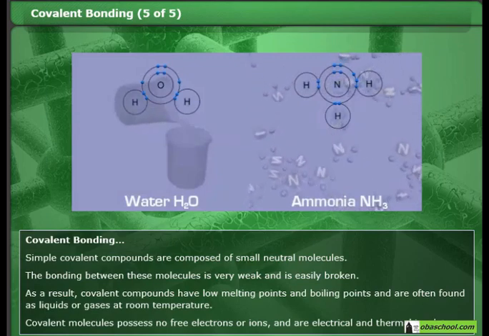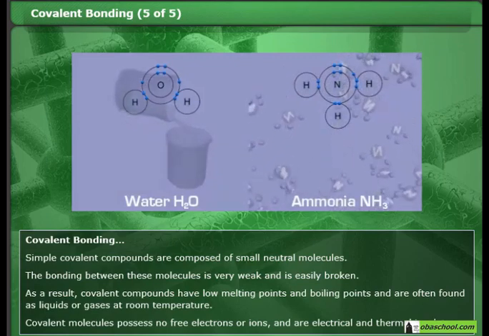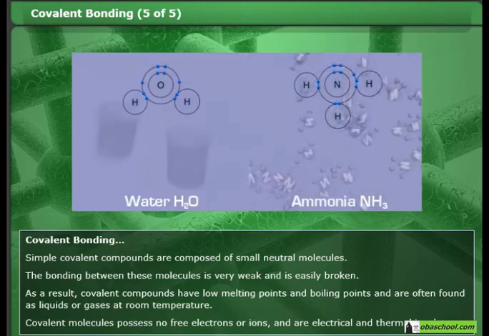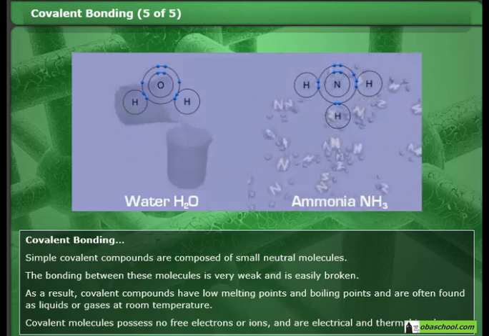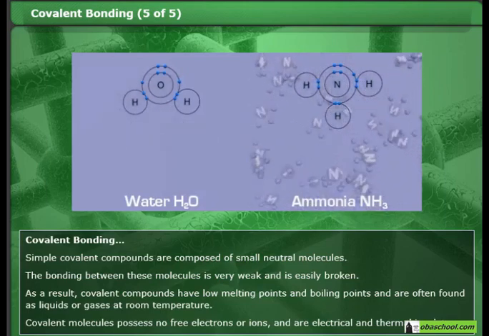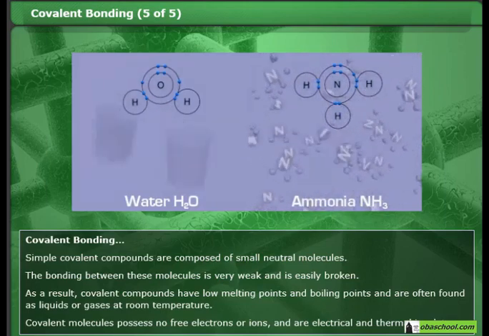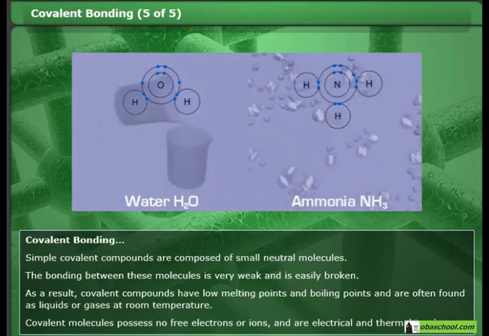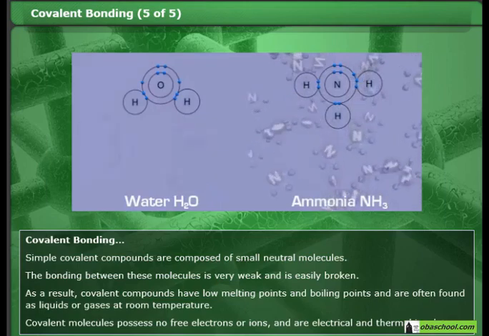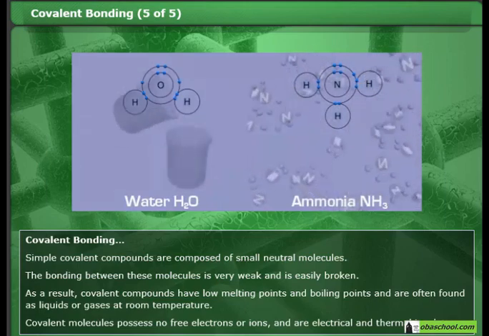Simple covalent compounds are composed of small neutral molecules. The bonding between these molecules is very weak and is easily broken. As a result, covalent compounds have low melting points and boiling points and are often found as liquids or gases at room temperature. Covalent molecules possess no free electrons or ions and are electrical and thermal insulators.